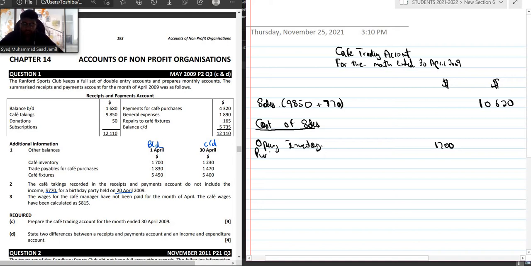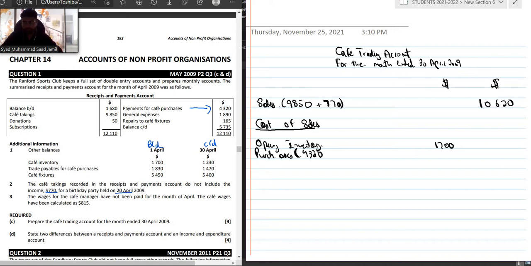Whenever you're writing down purchases, for payments for cafe purchases, this included 4320. Now think of it logically. I gave you 4,320. Would that be my total payment? This is just the payment I have made. Would that be my total purchases? In general I have paid 4,320, so would that be my total purchases?